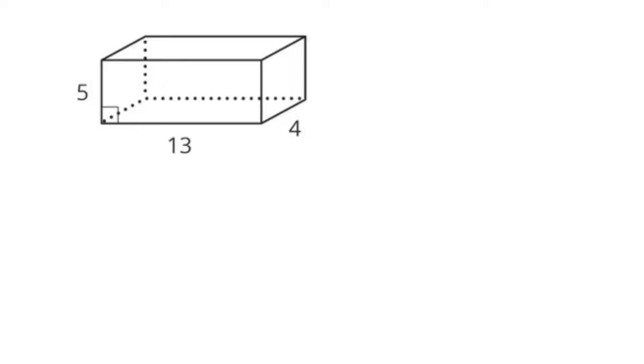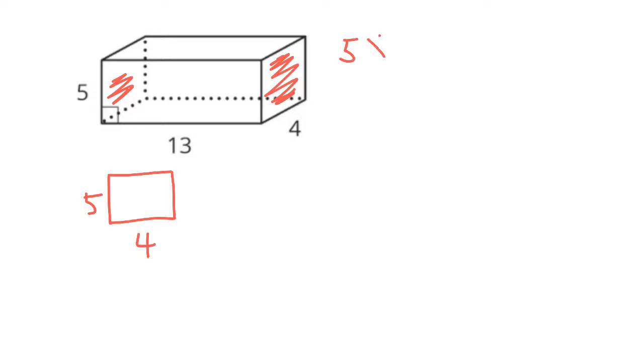So in this shape we have two sides. We have this one here and this one here. It is a rectangle and it is 4 by 5, so 5 times 4 equals 20, times 2 equals 40.